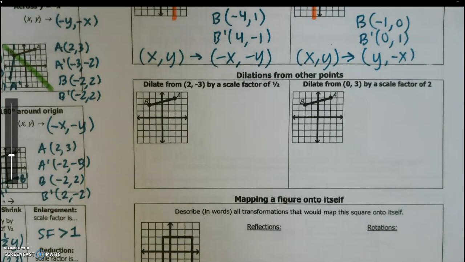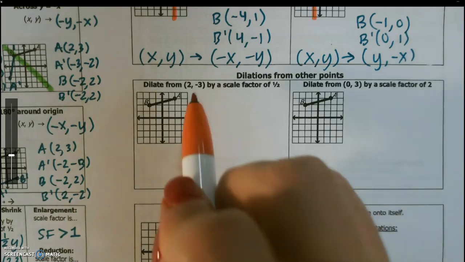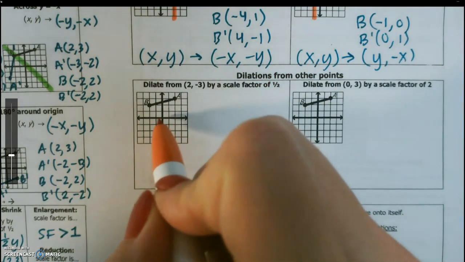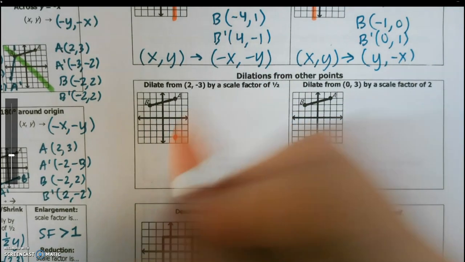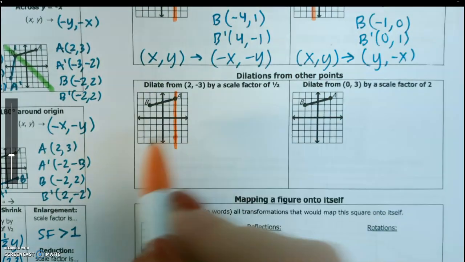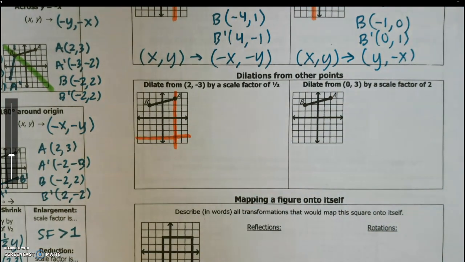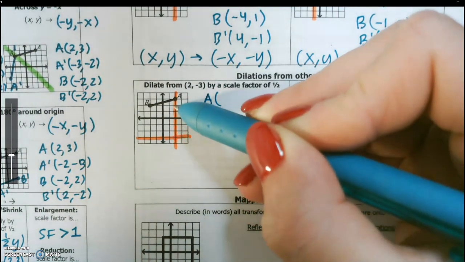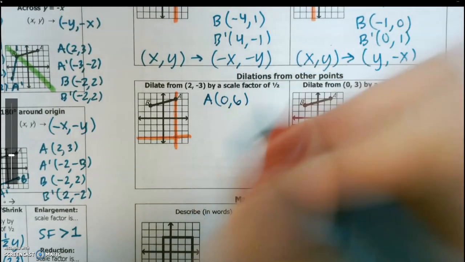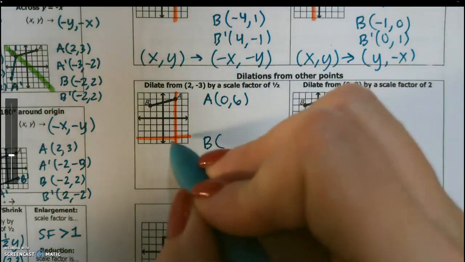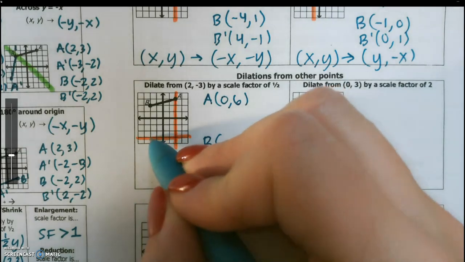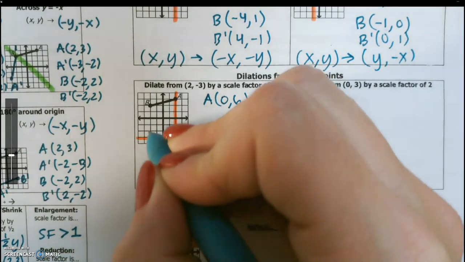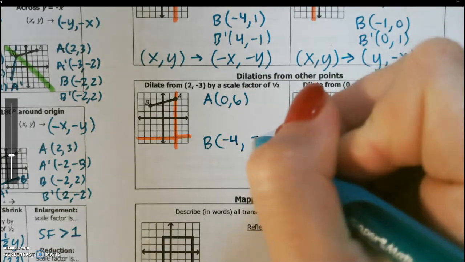Dilating from points other than 0, 0, we could use the same strategy if we wanted to. I'm going to force that to become my new 0, 0, so 2, negative 3. Once I force that to become my new origin, A is now technically located at 1, 2, 3, 4, 5, 6, 0, 6. Your B is located at negative 4, 2, 3, 4, 5.